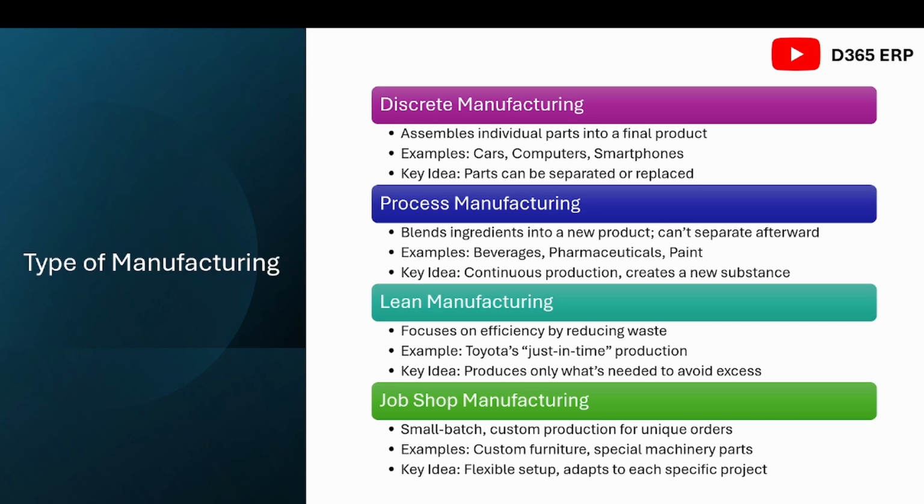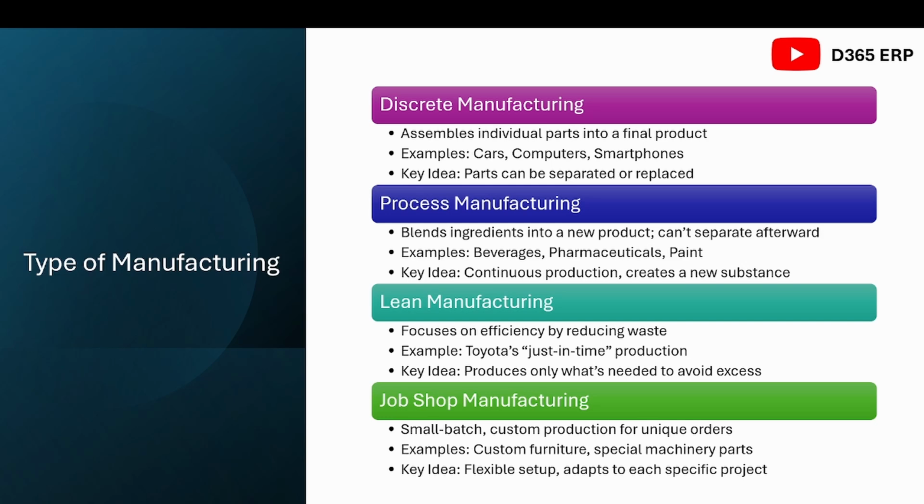Then the third one is lean manufacturing. We can say that lean manufacturing is not a different type of manufacturing. It is less about what we are making and more about how we are making it. Lean manufacturing is all about working smarter by cutting out the waste. One of the best examples of lean manufacturing is Toyota.